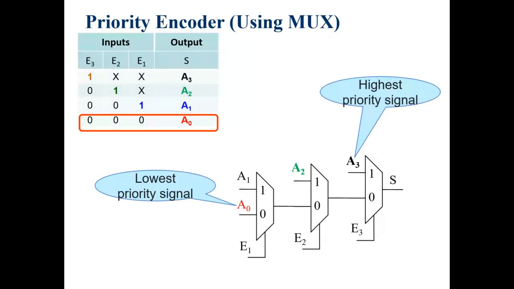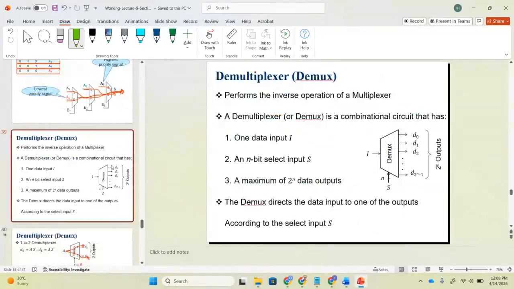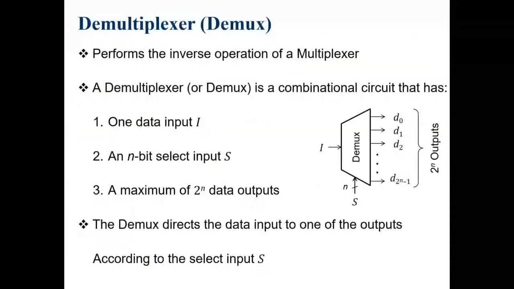So now it is a multiplexer, and remember, in the previous step we had the encoder. The opposite of encoder is decoder, and the opposite of decoder is encoder. They are just like the opposite of each other. Now we will study a demultiplexer. It has one input, some select lines, and some outputs.